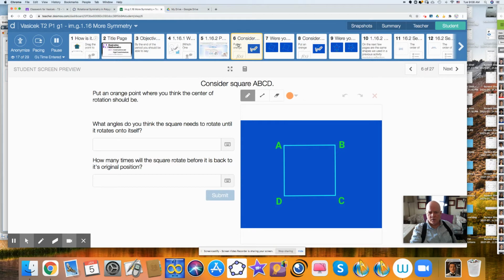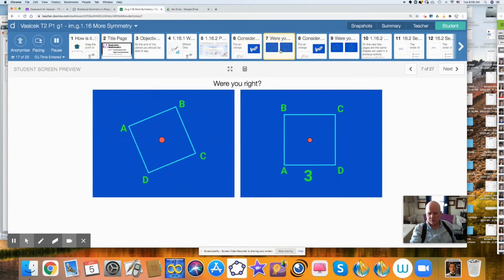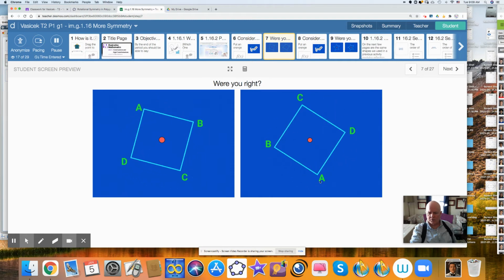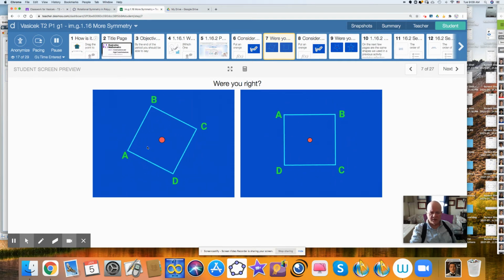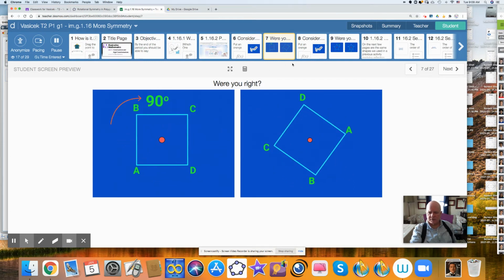And then we consider here, draw a dot where you think the center is, and then how many positions does it take? The angles are 90, 180, 270, 360, and how many positions it would be is 4. Then we can check your answer here. 1, 2, 3, 4. It's got 4, or it's an order of 4 rotation, and each one of these is 90 degrees. 90, 90, 90, 90. So 90, 180, 270, 360.